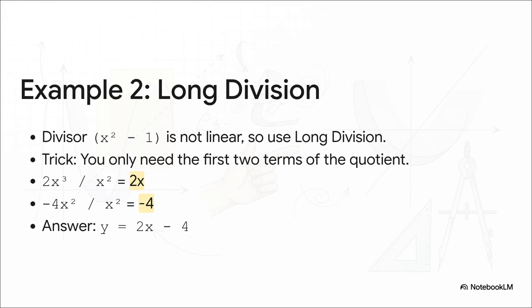Degrees are 3 and 2, so the difference is still 1. Perfect. But look at that denominator, x squared minus 1. That is not linear, so synthetic division is off the table. We have to use long division.